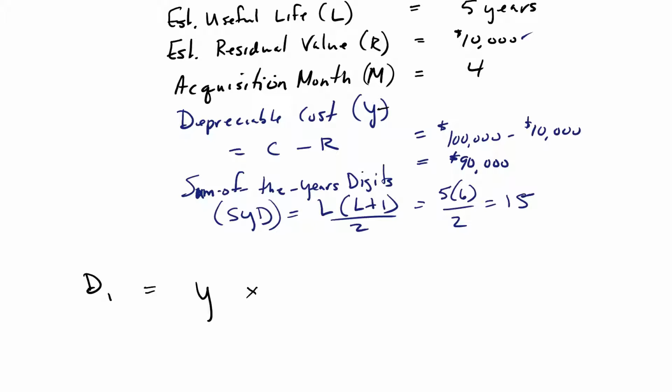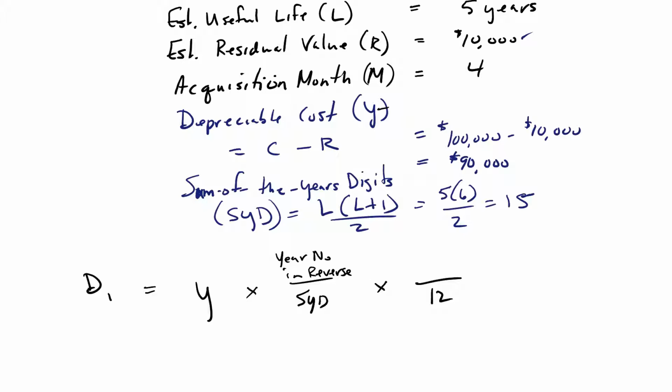And we want to multiply that by a fraction, the denominator of which is the SYD. The numerator is the year number in reverse order. And then we're going to prorate that by the fraction of the year that the asset is actually held. So a year has 12 months, as we know.